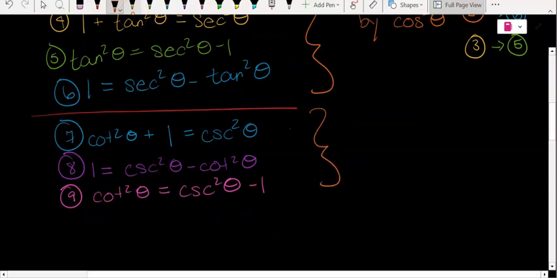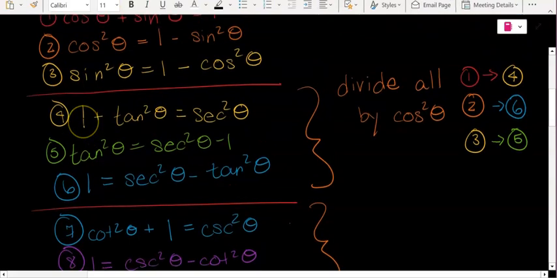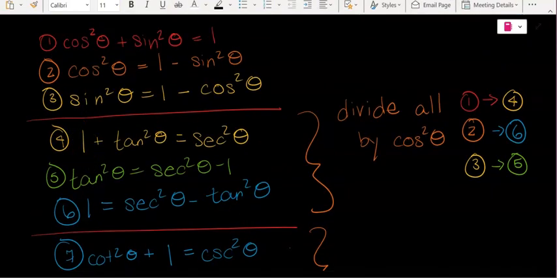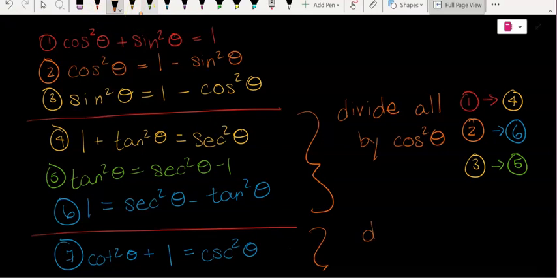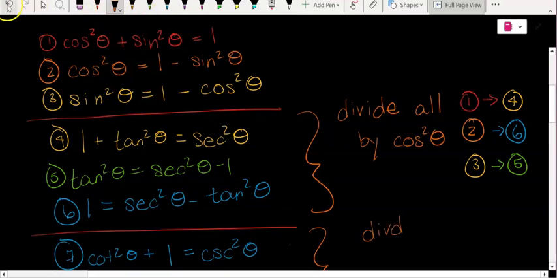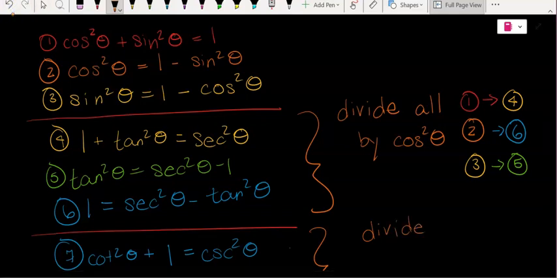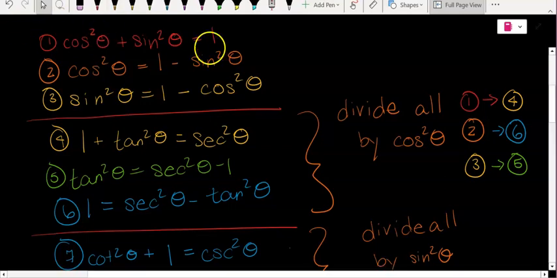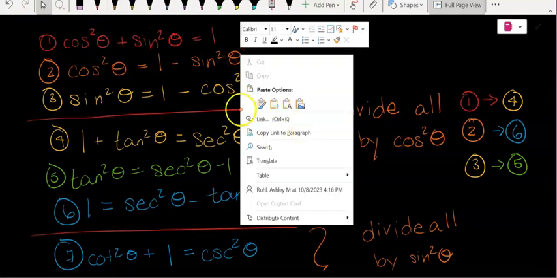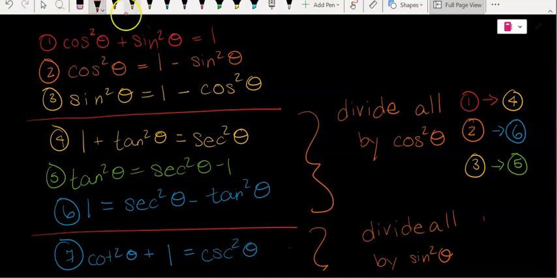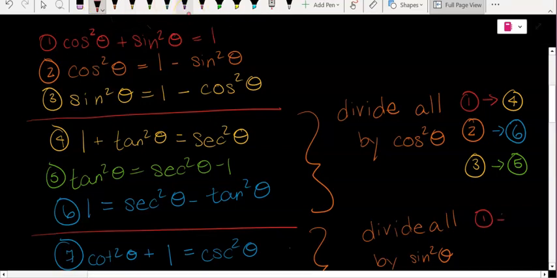And I can do the exact same thing where if I take all of my original equations that I have up here in this first one, and instead of dividing by cosine squared, if I take each one of them and divide all three equations, oops, divide is spelled with an I there. If I divide all three equations instead by sine squared, then I'll get those other three equations down there. So if I divide equation number 1, every single term by sine squared, then I'm going to get equation 7 down here. Okay.